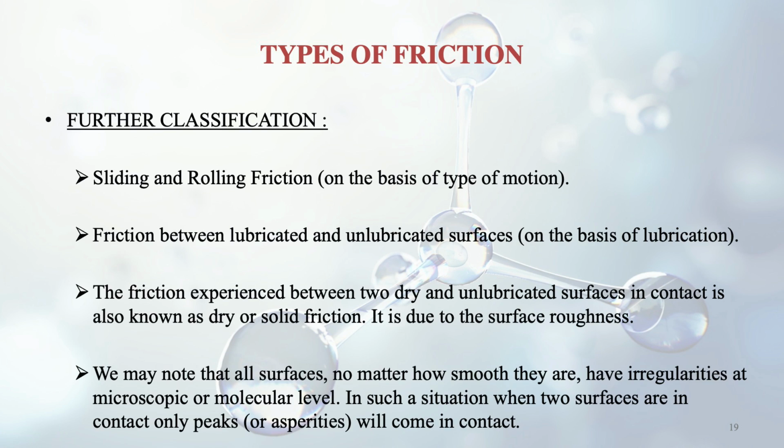And one more thing to note is that all surfaces, no matter how smooth they are, have irregularities at the microscopic or molecular level. So there are certain irregularities. You cannot say that the surface is completely 100% smooth. In such a situation, when two surfaces are in contact, only the peaks or the asperities will come in contact. Wherever the imperfections are, if there are peaks, then they will come in contact; the other parts will not come in contact between the two surfaces.